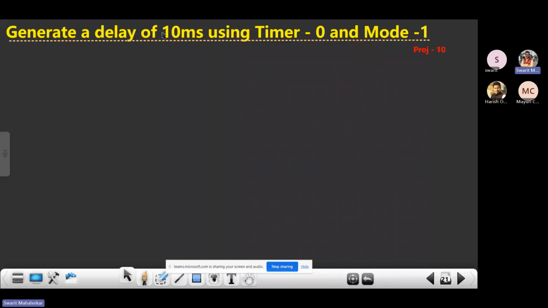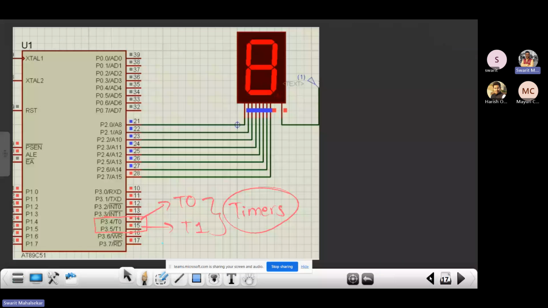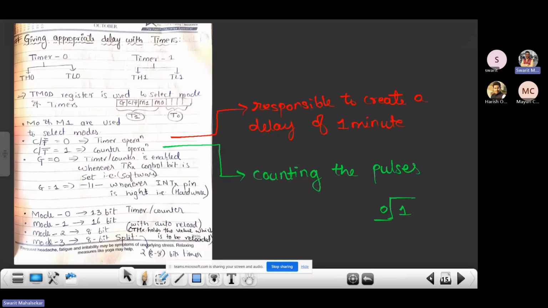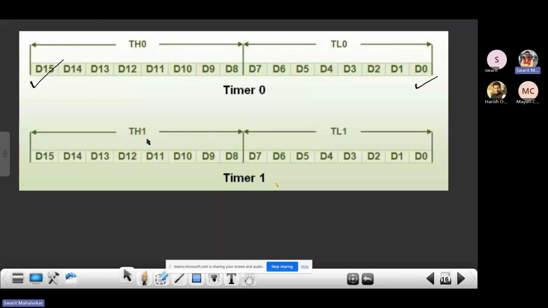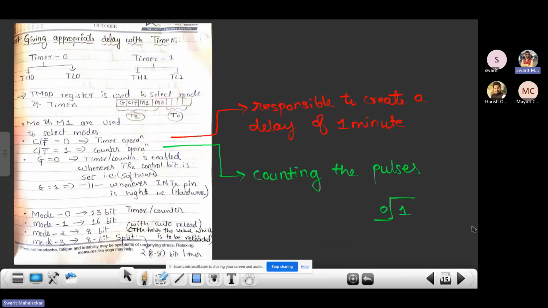So now this is the question, that is generate a delay of 10 millisecond using timer 0 and mode 1. So when I say mode 1, that means I need to use all of these 16 bits which are present in timer 0. So we need to create a delay of 10 milliseconds with timer 0 using mode 1. That means we need to use all these 16 bits. Okay, great. So now let me move over there.